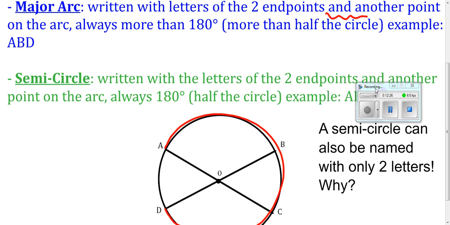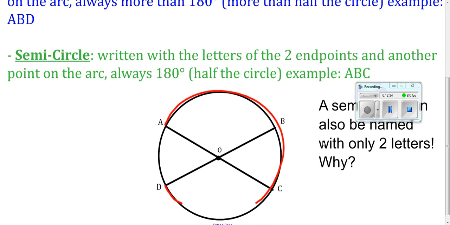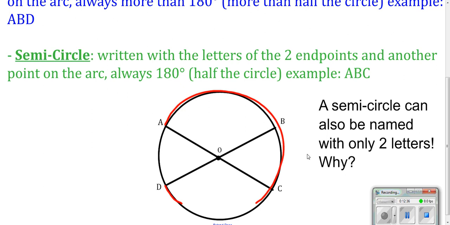I'm going to scroll up. I want you to think for a second, why is it super duper important that I also said B? Why could I not just call this AD?